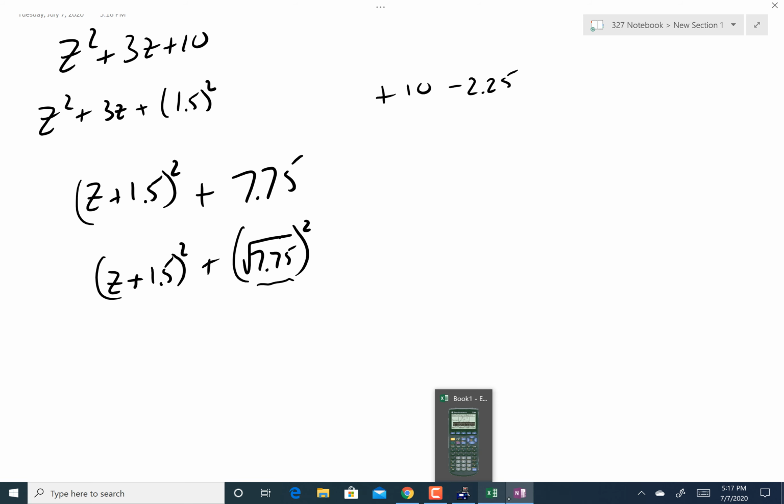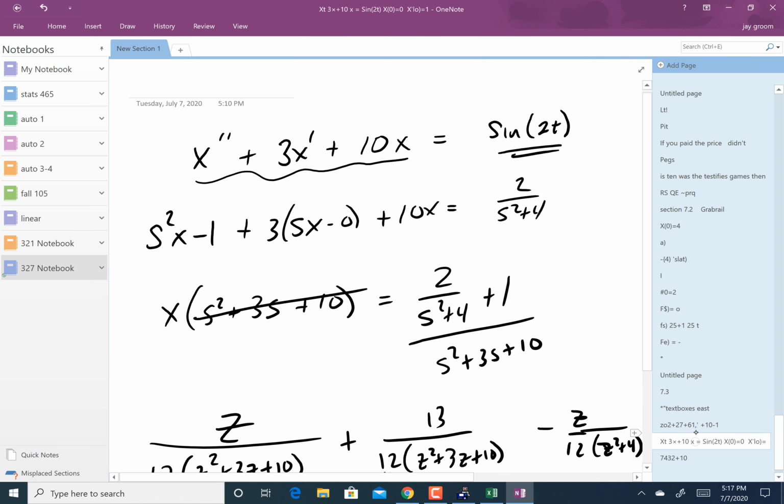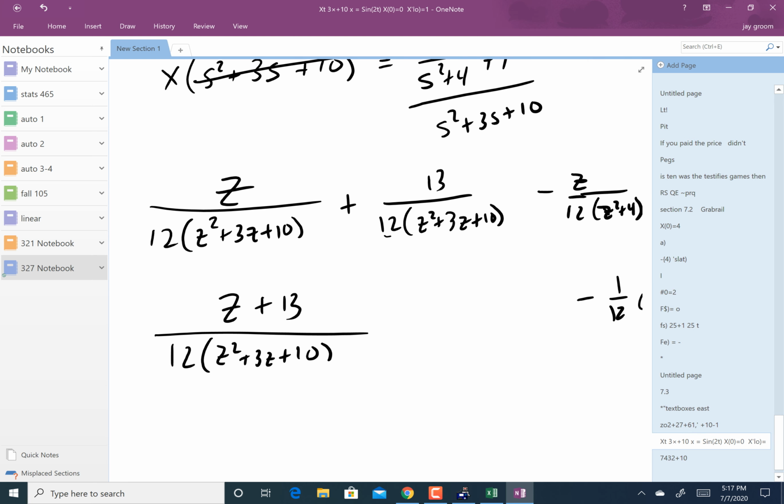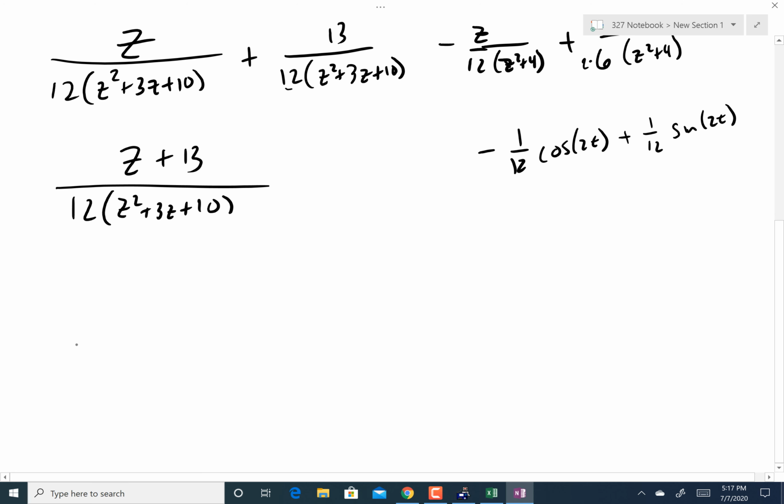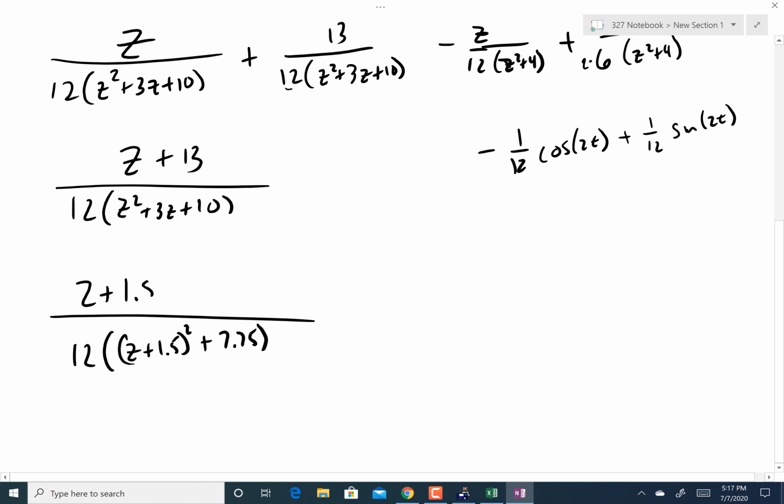Okay. So let's come back in here. Now this one's going to get ugly no matter how you slice it. That's part of the game of life, I guess, right? So down here I'm going to write this as 12 times z plus 1.5 squared plus 7.75. Then on the top I'm going to have z plus 1.5. Now this isn't as bad as it looks, actually, because there's nothing in front of the z here. You with me? So what I'm doing is that plus this 1.5 plus 11.5 is 13.